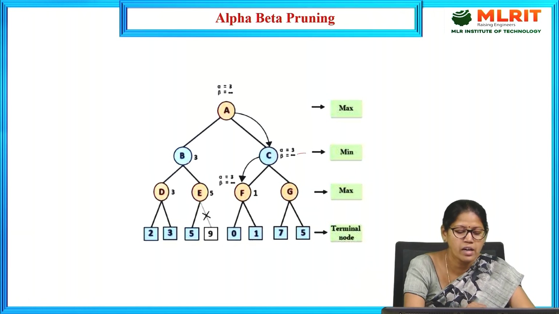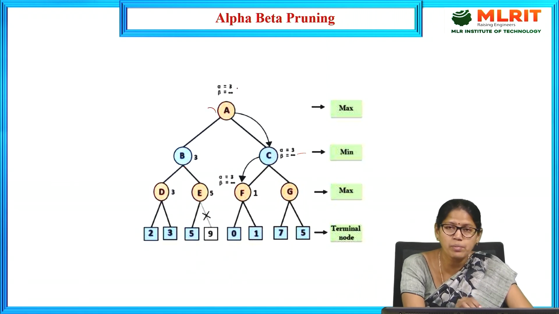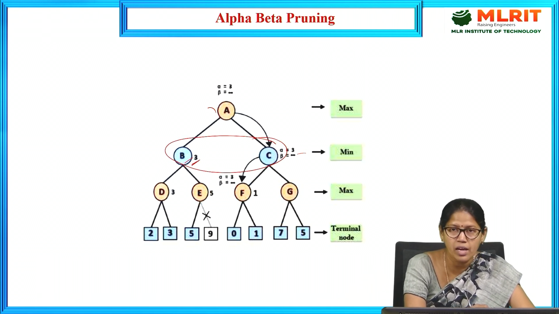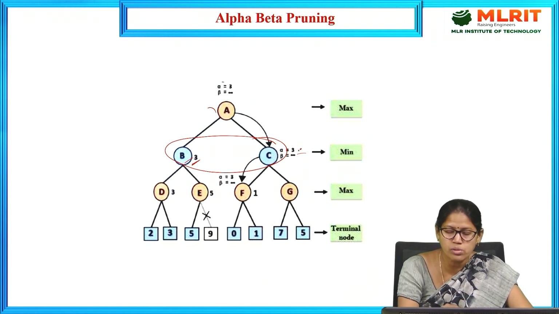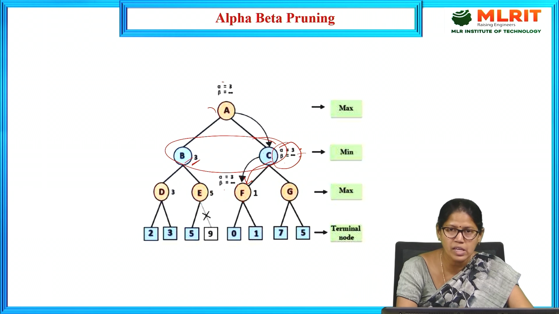Okay, let's check. After completing B, it will backtrack to A and update the values. Here it will take the values from these two nodes, B and C. Initially we have only the value 3, so it will take alpha equal to 3, and beta still remains infinity. So it goes to the next branch, that is C. The values are alpha equal to 3, beta equal to infinity. Next it will traverse to the left branch of C, that is F. Whatever values are there will be carried here also: alpha equal to 3, beta equal to infinity.